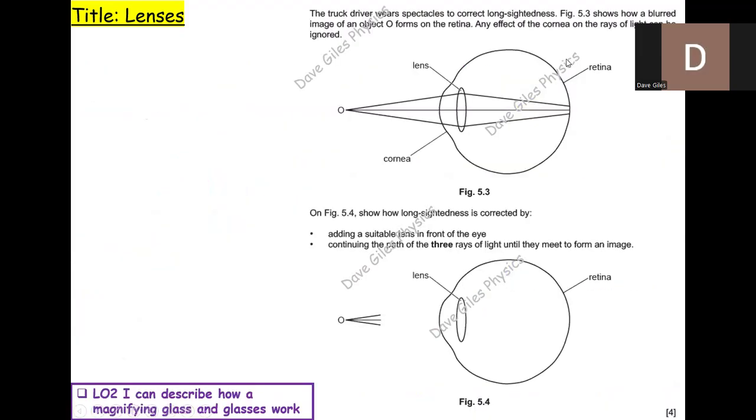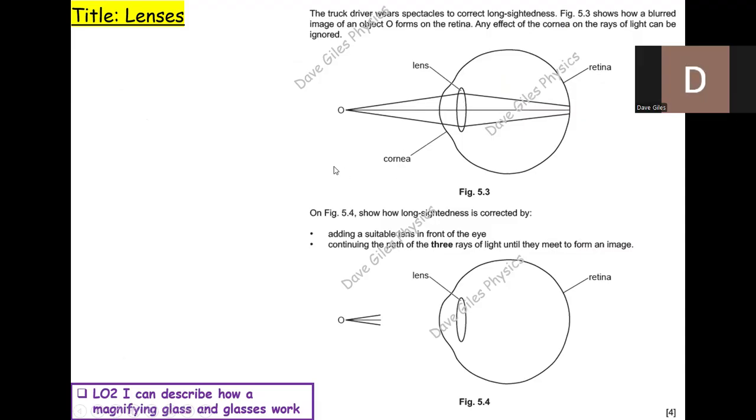And here is a Paper 4 exam question. This is part of an exam question, so we talked about a truck driver earlier, who wears spectacles to correct long-sightedness. Figure 5.3 shows how a blurred image of an object O forms on the retina. Any effect of the cornea on the ray of light can be ignored. On figure 5.4 show how long-sightedness is corrected by adding a suitable lens in front of the eye, continuing the path of the three rays of light until they meet to form an image.